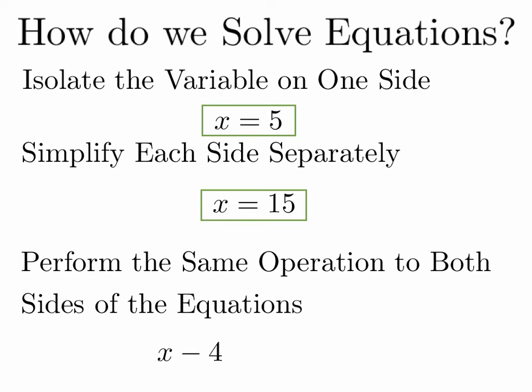So let's make something a little bit more complicated. We have x minus 4 equals 6. In order to solve this equation, we want to remove the 4 because we're trying to isolate the x. We want to add 4 to both sides of the equation because negative 4 plus 4 equals 0. So we'd be left with x minus 4 plus 4 is equal to 6 plus 4. The 4 is canceled, and we're left with x equals 10.